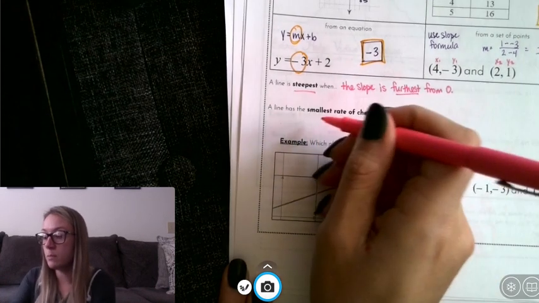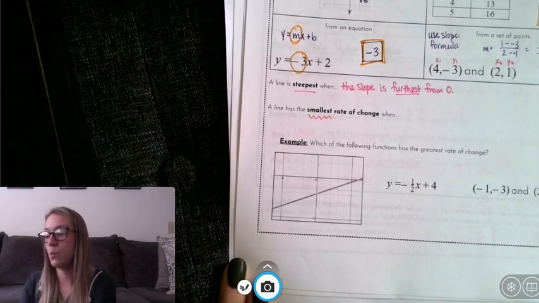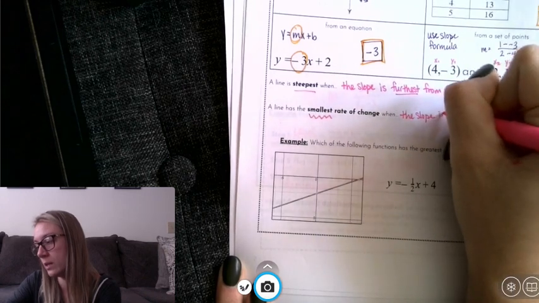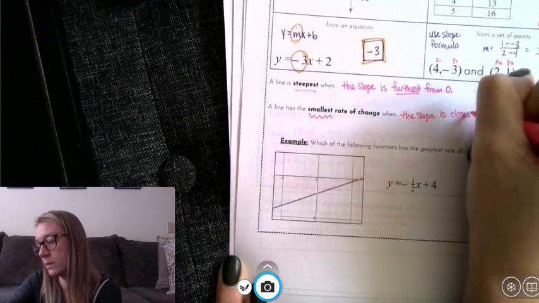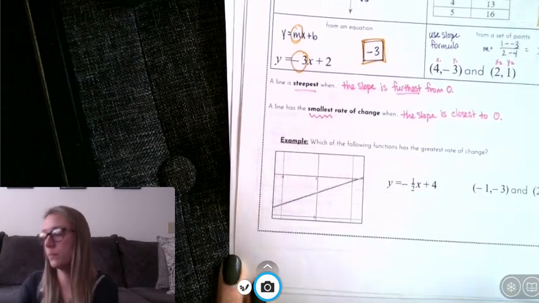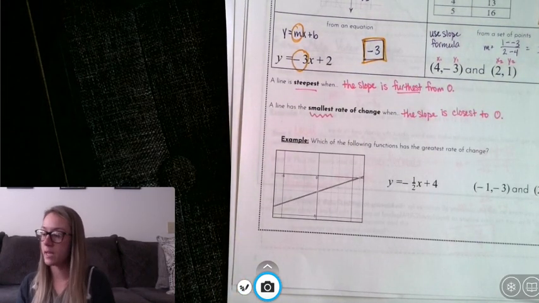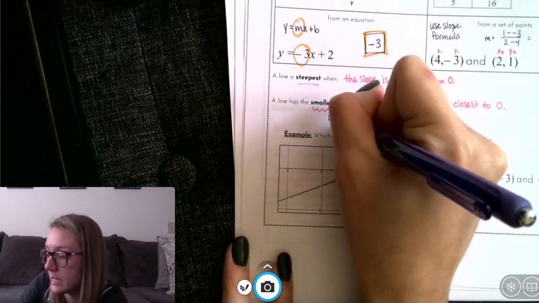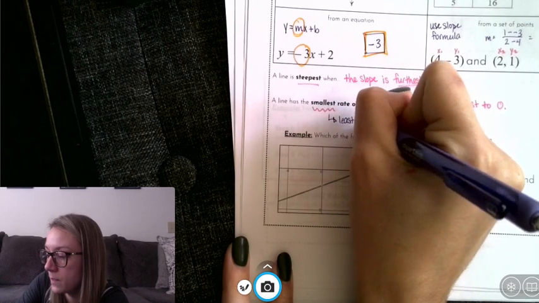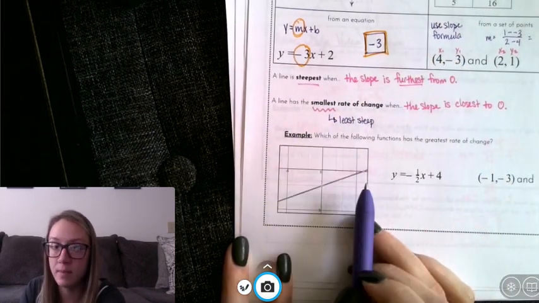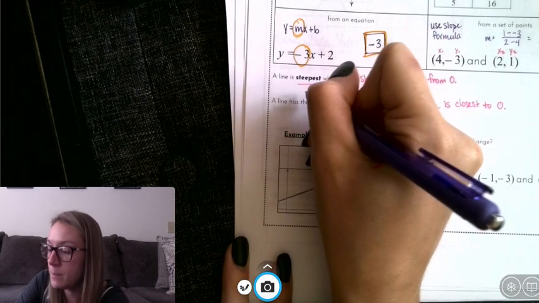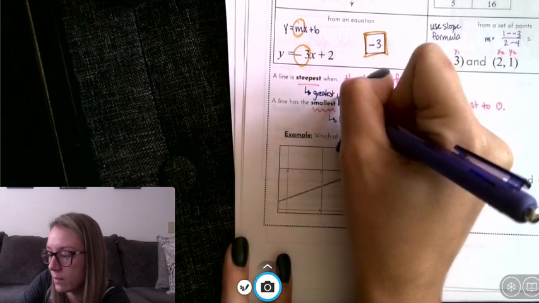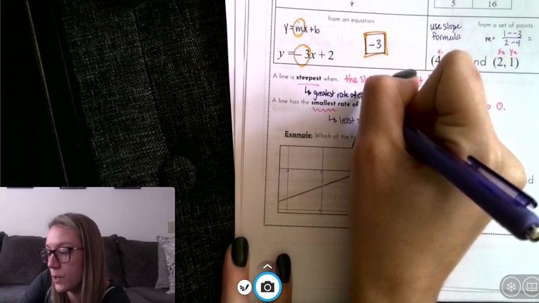So a line has the smallest rate of change when the slope is closest to 0. So I want to make a note. If it has the smallest rate of change, that means it is the least steep. Those mean the same thing. Steepest means it has the greatest rate of change. Those mean the same things.